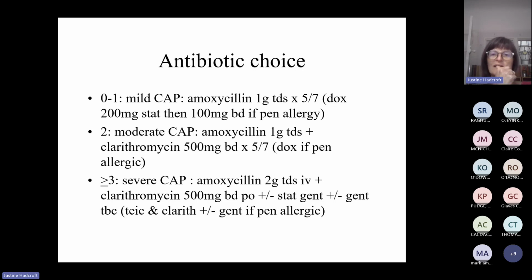They suggest amoxicillin at a dose of 1 gram 3 times a day for 5 days. Frustratingly, this is different from our community dosage, which is still 500 milligrams 3 times a day for 5 days. But because we're employed by Luft, we follow the Luft guidelines. So it's amoxicillin 1 gram 3 times a day for 5 days. And that's a solo agent. You don't need to add in clarithromycin unless you think there might be Legionella or some other organism that might not respond to amoxicillin.